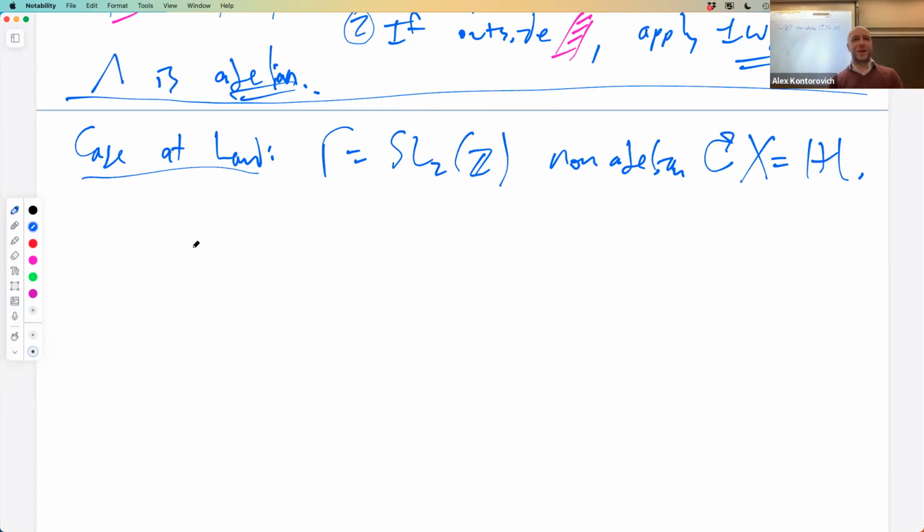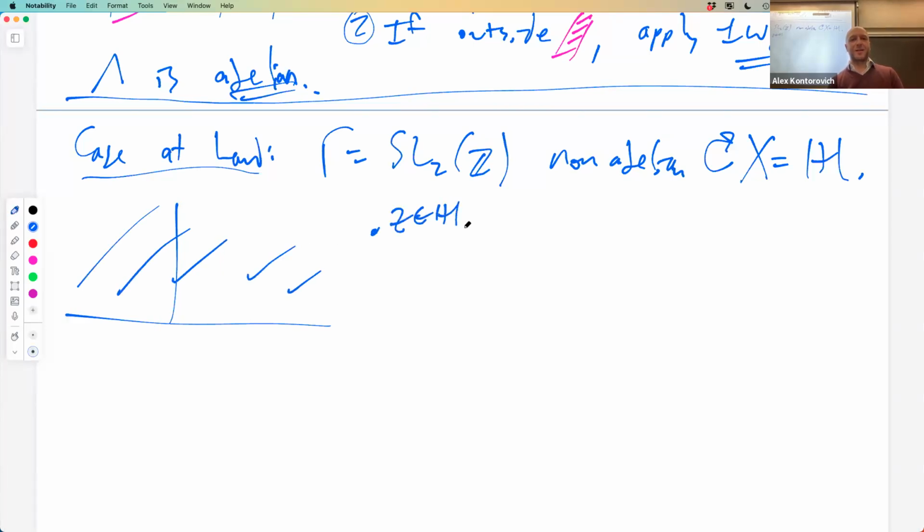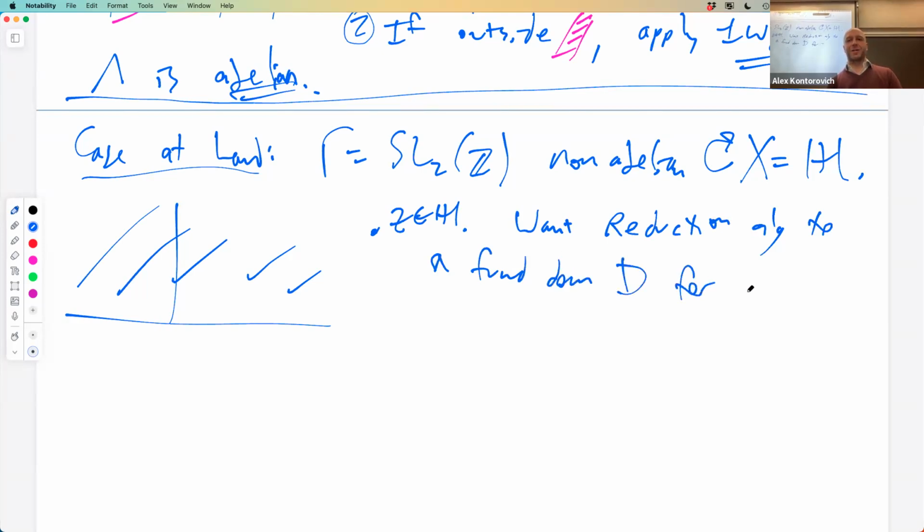Fractional linear transformations. Okay, so here's the upper half plane, you give me some random point Z in the upper half plane, how do I reduce it as much as possible? We want a reduction algorithm to a fundamental domain D for the action of gamma on H. How can I make it simpler? Domain, that strip.